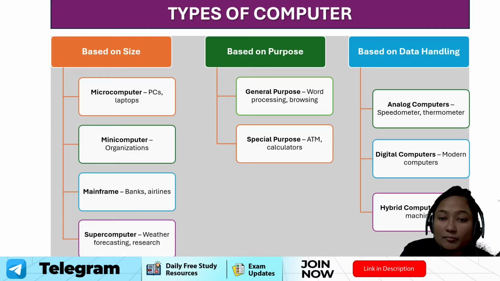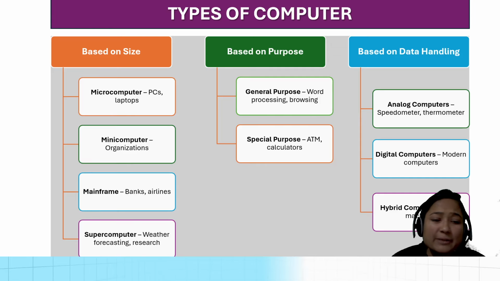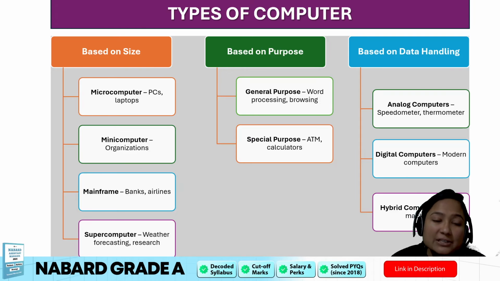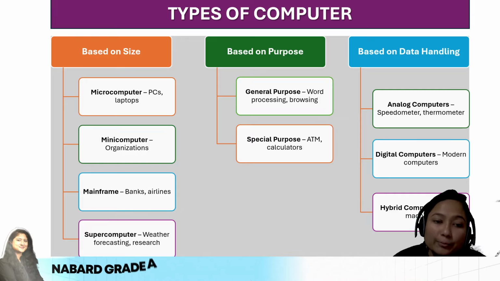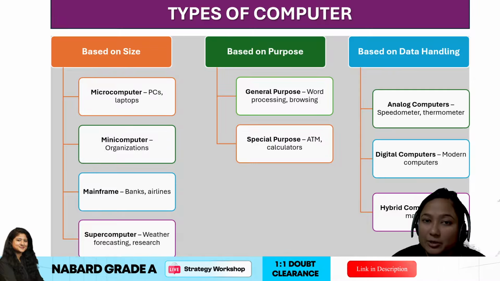Okay, now if you are talking about the types of computer, I'm not going to explain everything in detail, but yes, the main ones I have added here. First, we have the types of computer based on size. We have microcomputers, we have minicomputers, we have mainframe computers, and we have supercomputers.